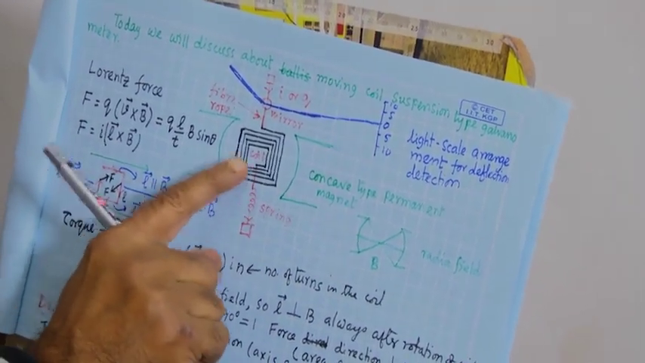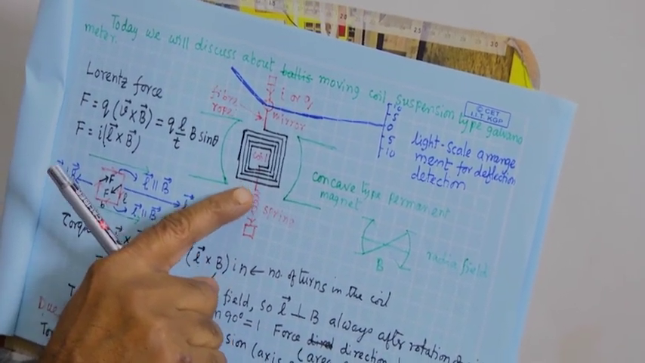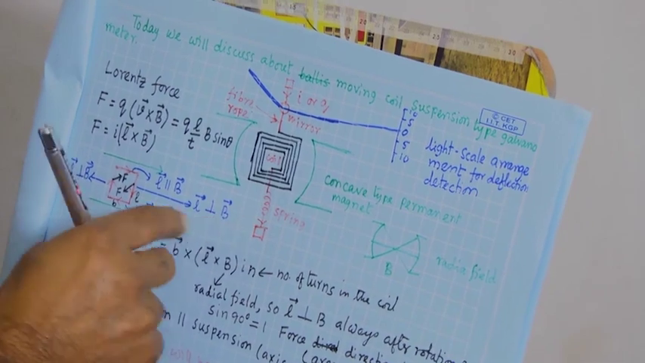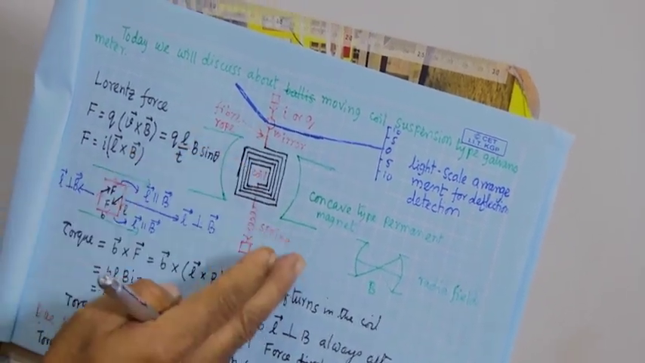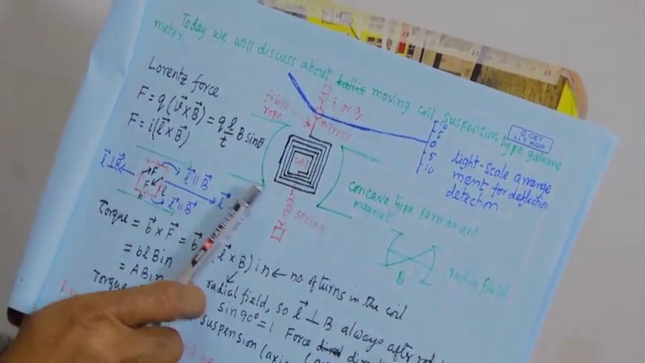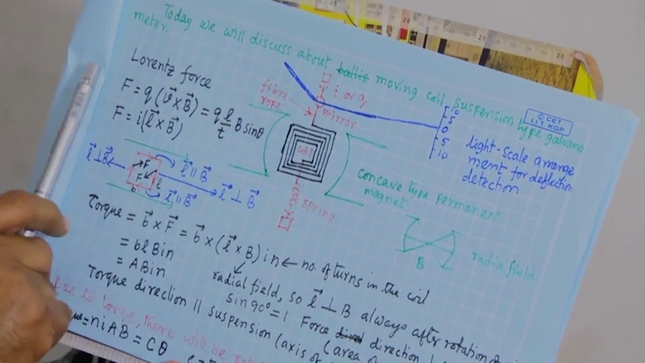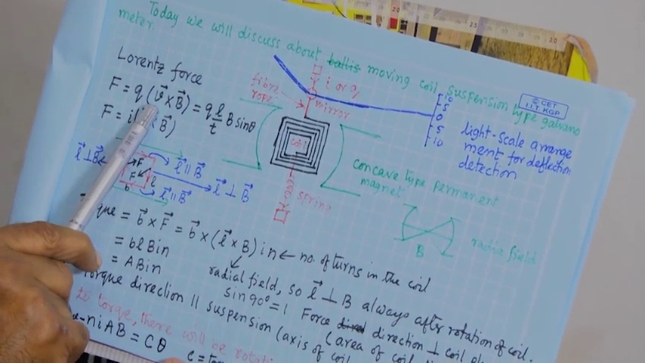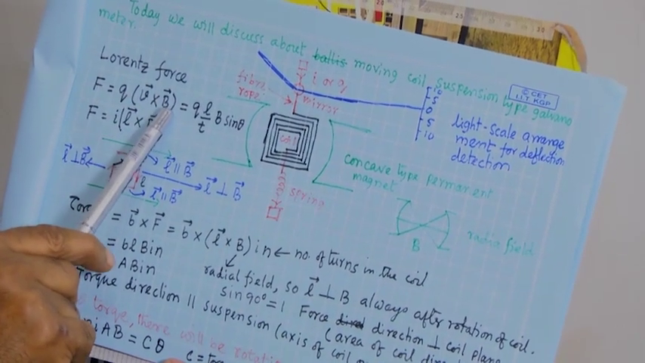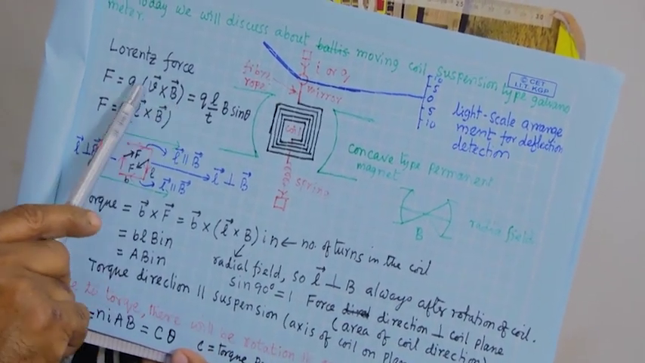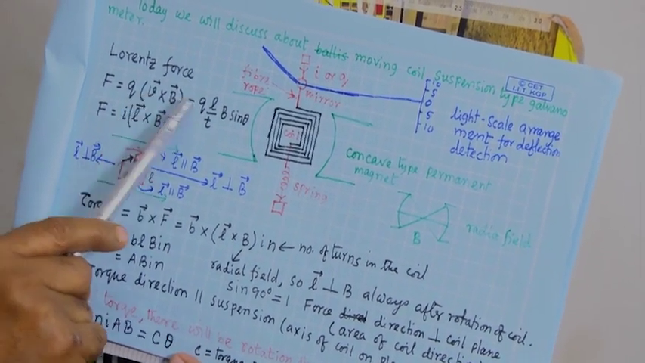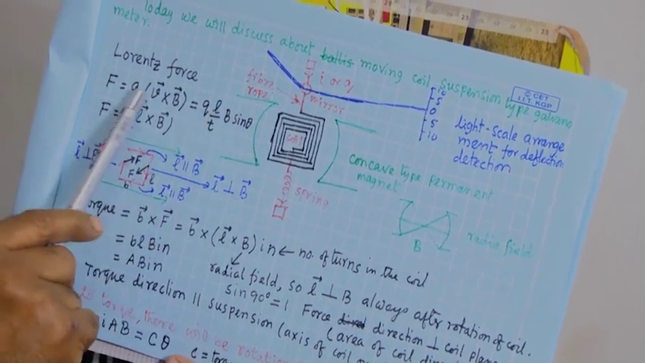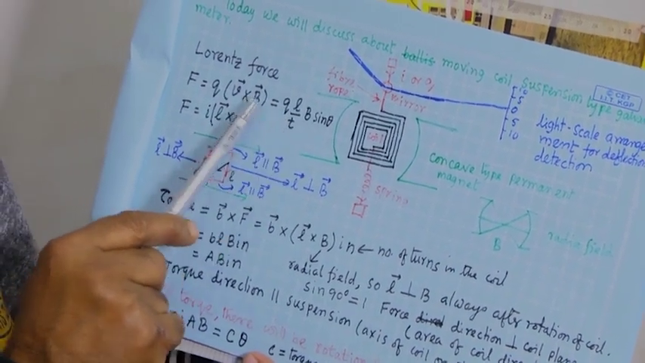That means some torque will work on this coil when current or charge flows through it. So what is the relation between the current flowing and the rotation? That we should find out. You know the Lorentz force: F equals Q V cross B, where V is the velocity of the charge, and the charge is in a magnetic field B. This V I can write as length by time, so F equals Q times length by time into B, and the cross product gives sin theta.